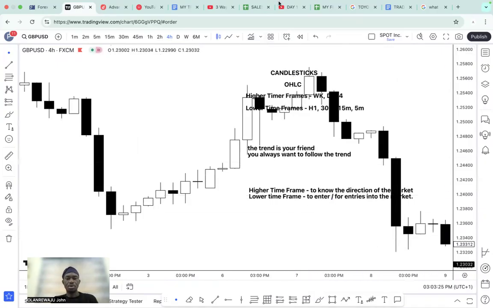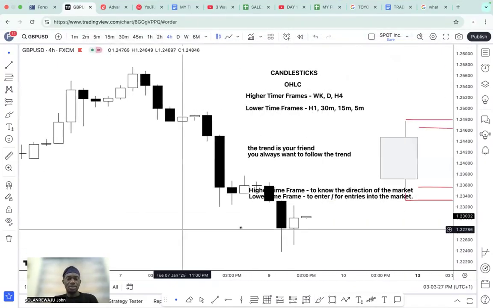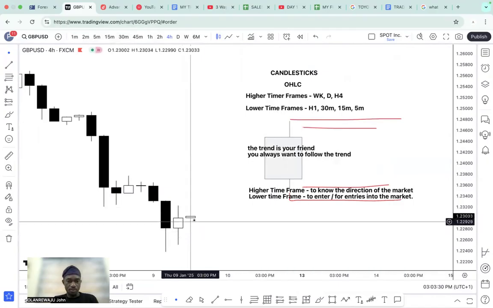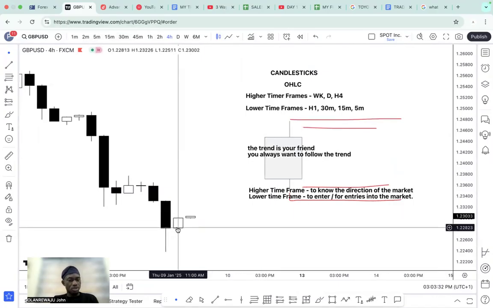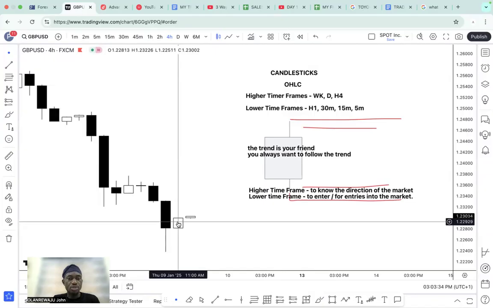This is 3 p.m. amazingly. So meaning that another 4-hour candlestick just opened. This is it. Can you see? So this one closed at what? 1.23002. Where is this one opening? 1.23002. It's just simple characteristics and nature of the market that the time and price that a previous candle closed is the time and price the next or present candle will open.